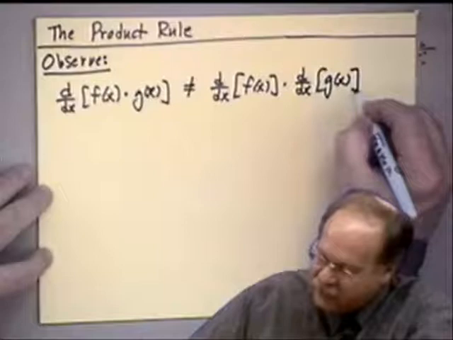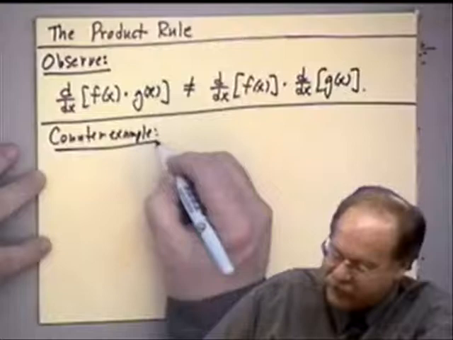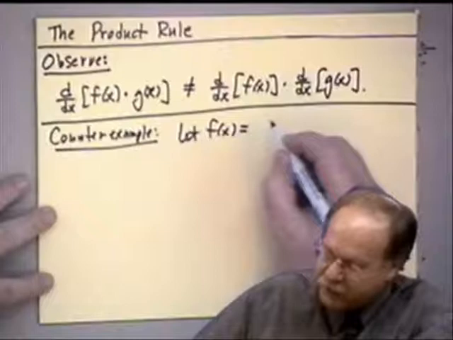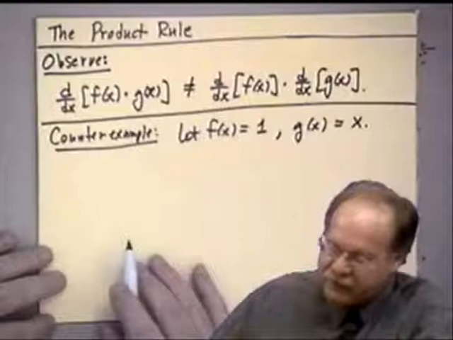So this will be my counterexample to your expectation that the product rule might be this. My counterexample is this. Let f of x be equal to the simple function 1, the constant function 1. And we will let g of x be another simple function, say x. And almost any two functions you choose will show that this fails. But these are nice and simple.